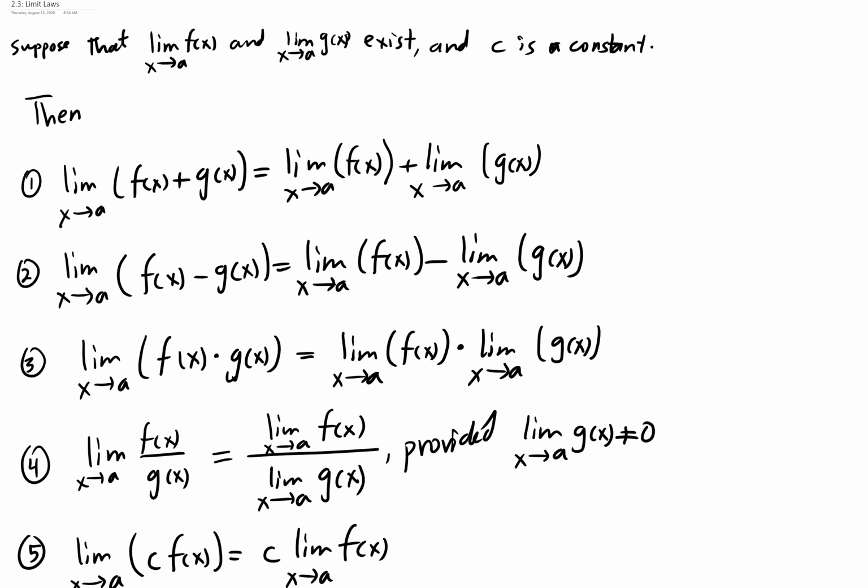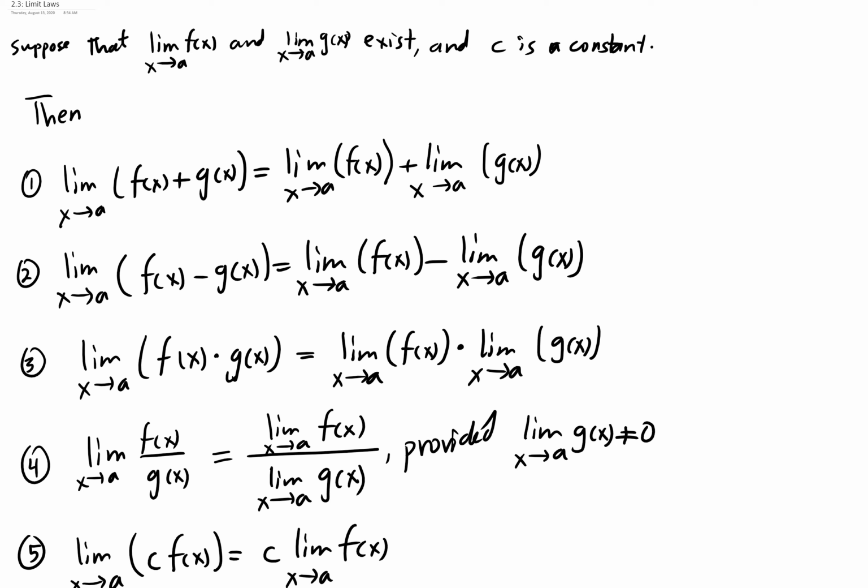We suppose that the limits of two functions, f of x and g of x, as x approaches a, both exist, and c is a constant, a number. Then the limit of the sum is the sum of the limits. As you can see.